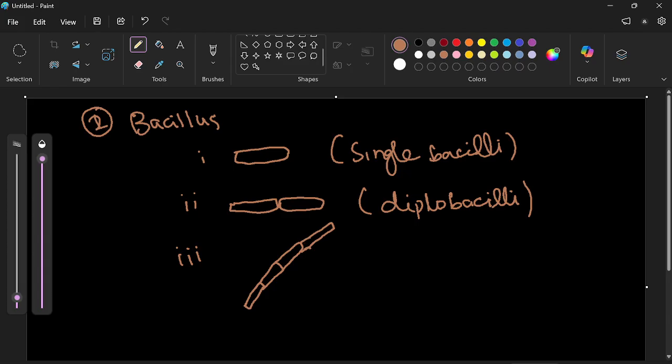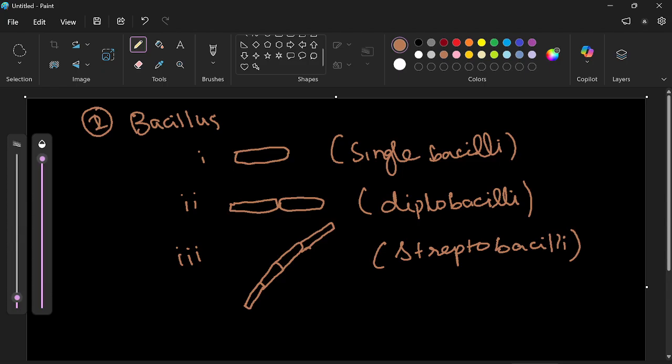Okay, this is the streptobacilli. The names of bacteria can be a form of characteristic of their shapes, and they can state their function, their shape, their nature, or the person who discovers the bacteria. They can be named after them as well.